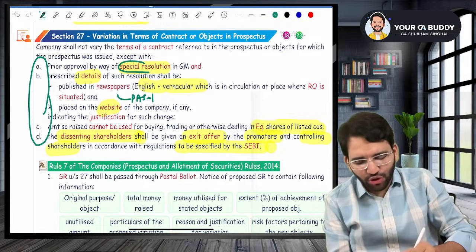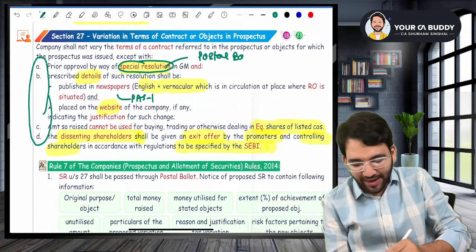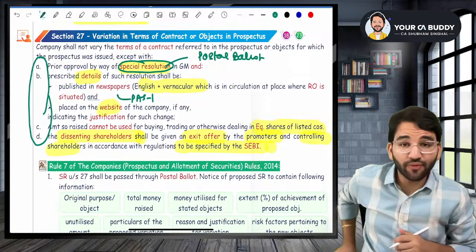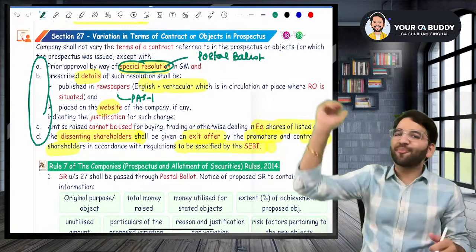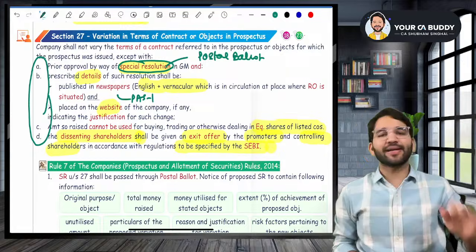What is the special resolution all about? Sir, the special resolution will be passed in a postal ballot. You know postal ballot, right? Section 110 of the Companies Act. So you will have to pass a resolution via postal ballot, and in that resolution you will have to give all the details. What details, sir?